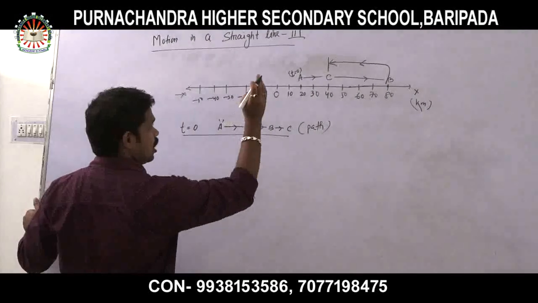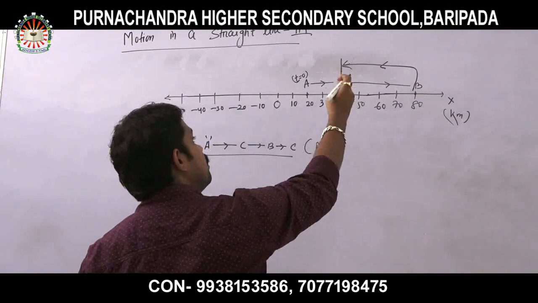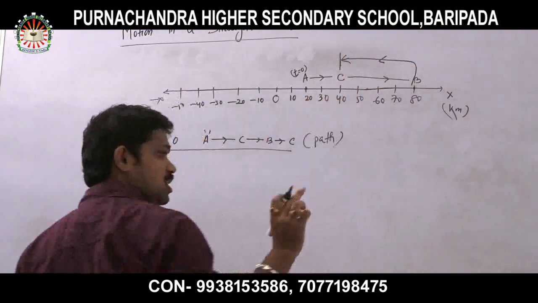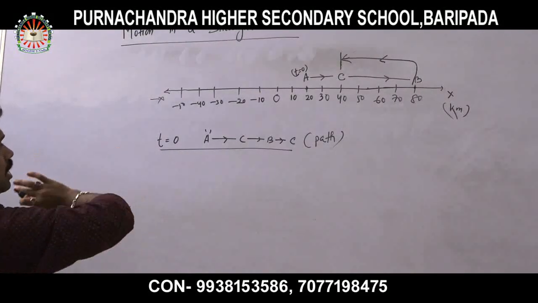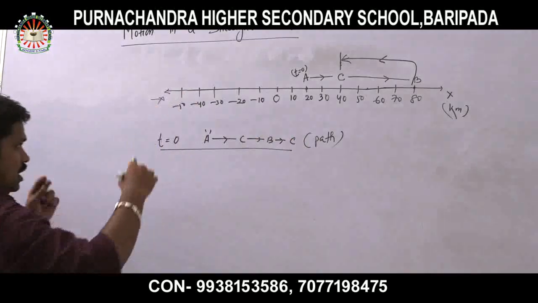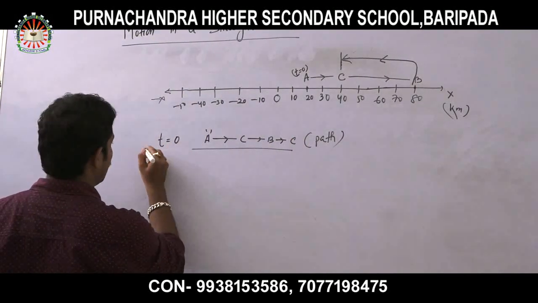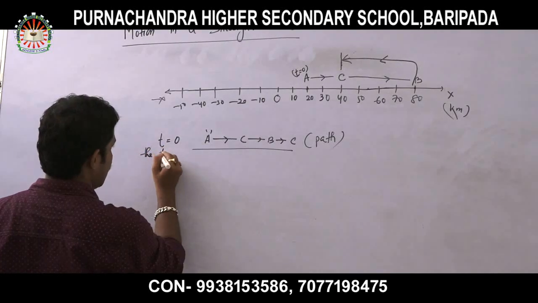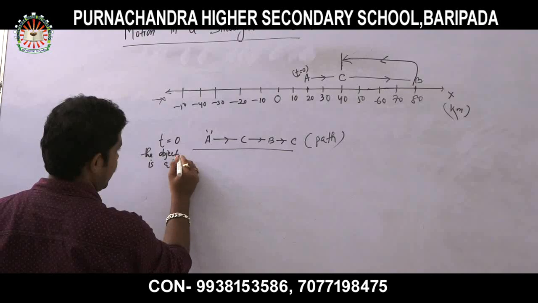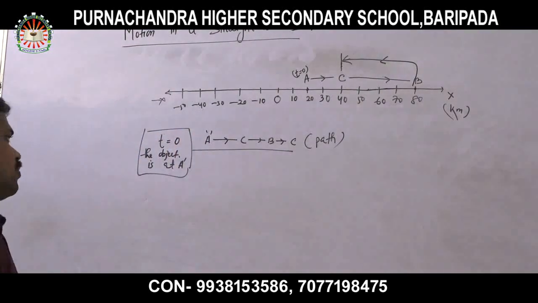Again I'll repeat. The object starts from A, goes to B through C, and again from B it will return back to C. Listen very carefully. So this is my path: that is A, C, B, again to C. Clear? And at t equal to 0, the object is at position A. Clear? So what do we have to find out?